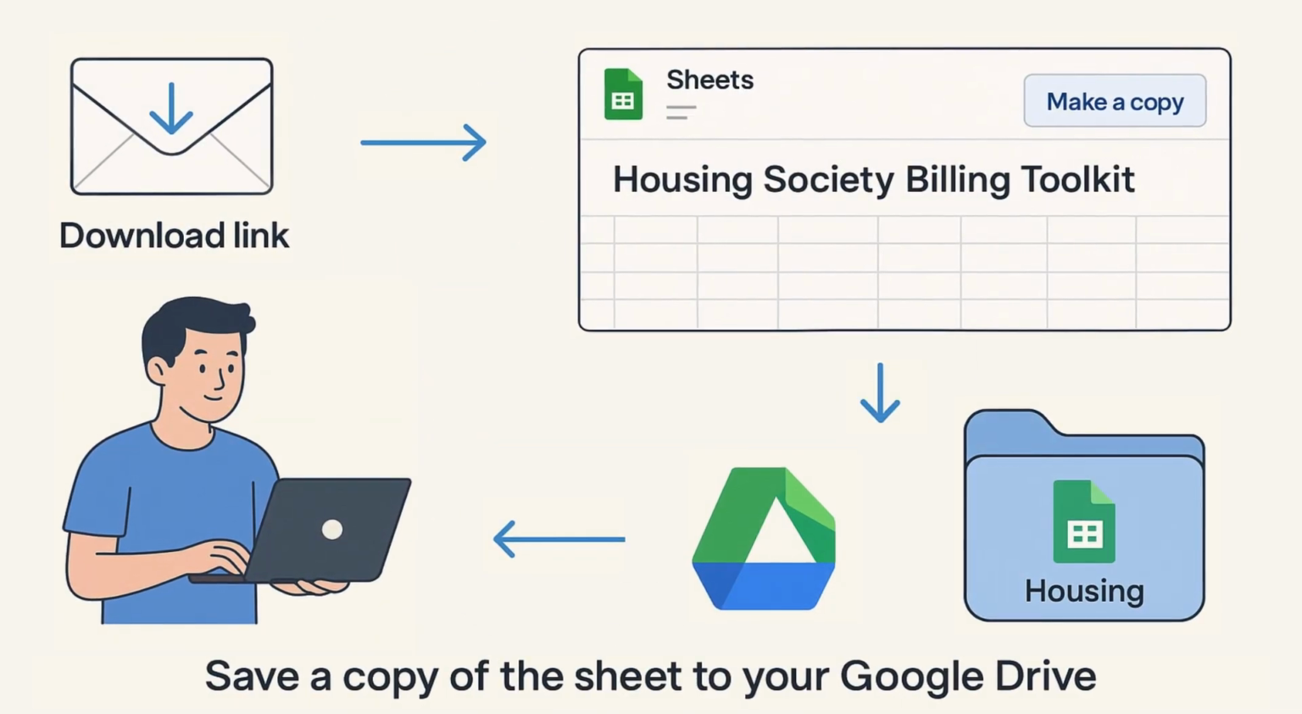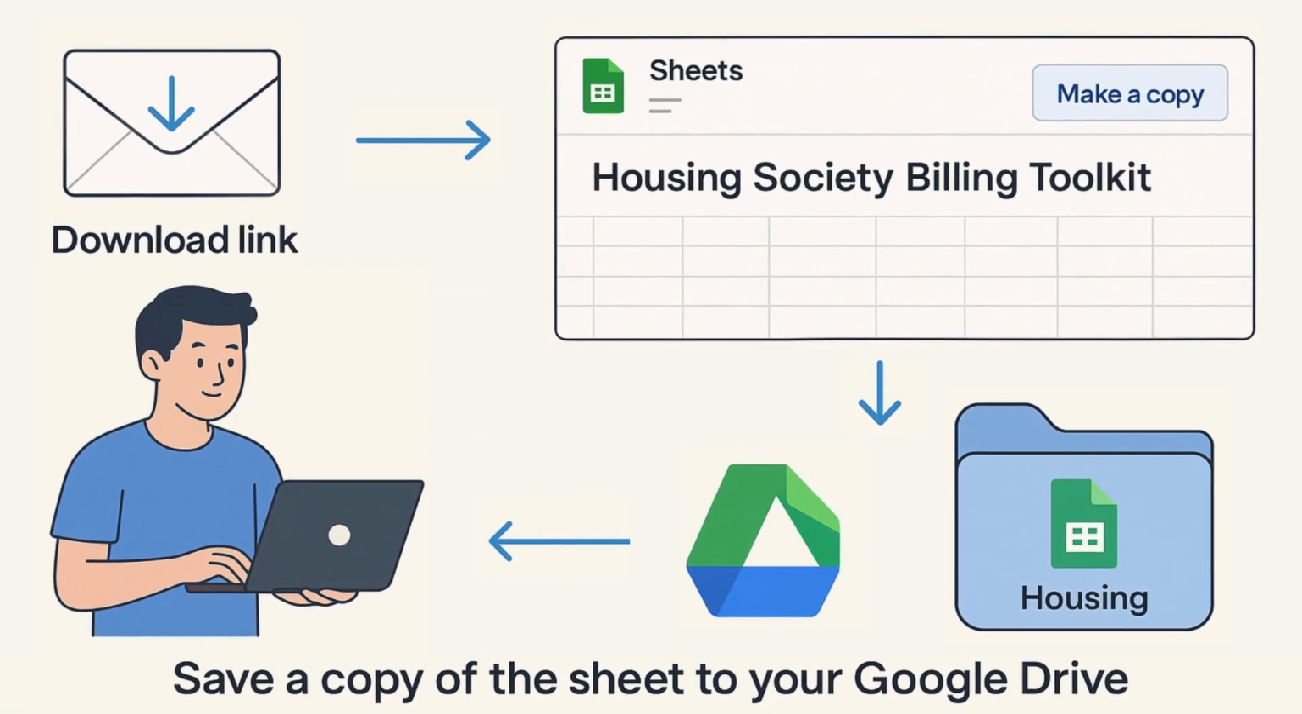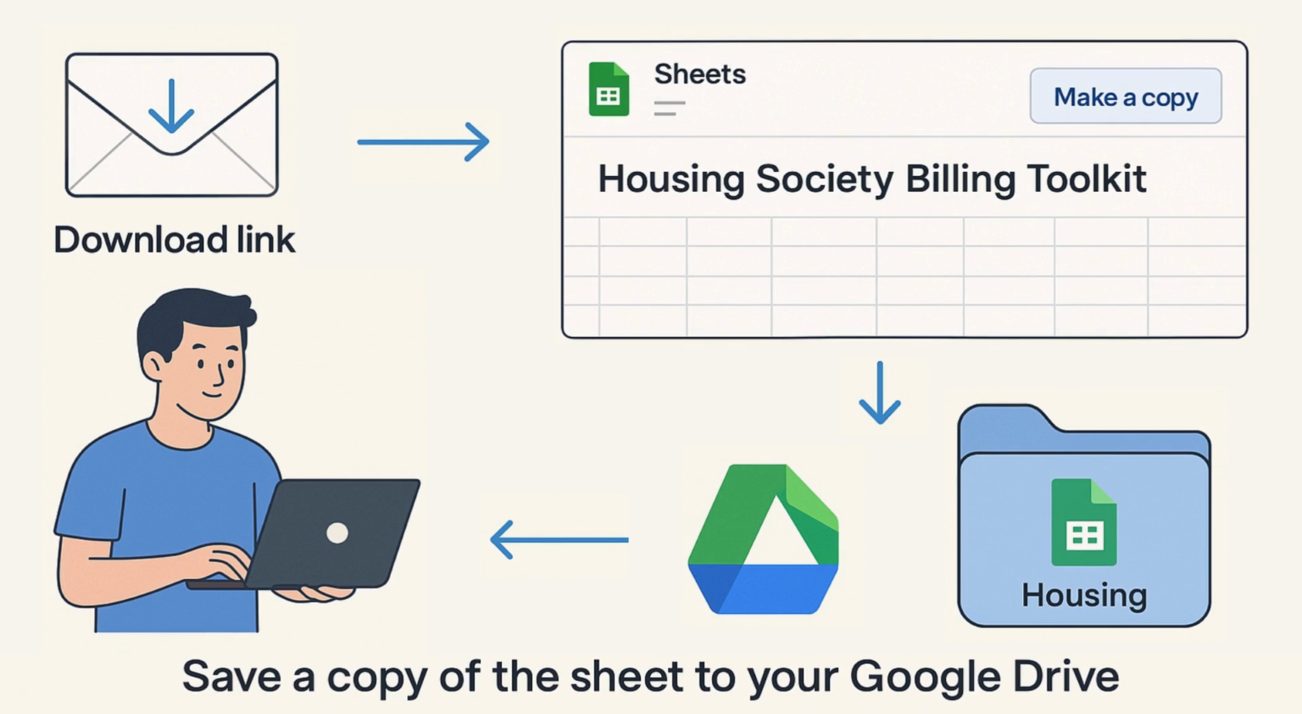Once your payment is completed, we have sent the download link of the Housing Society Billing Toolkit to your registered email address. To start using the sheet, please click the link and make a copy of the sheet in your own Google Drive. For easy access and better organization, we recommend creating a separate folder in your Google Drive. For example, you can name it Housing and save your sheet inside this folder. This will help you keep all your society-related files in one place and avoid accidental changes to the original file.